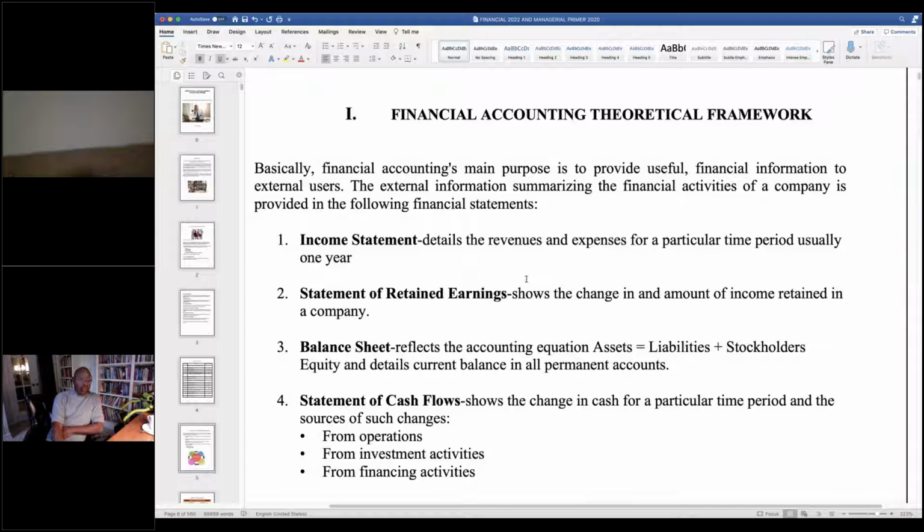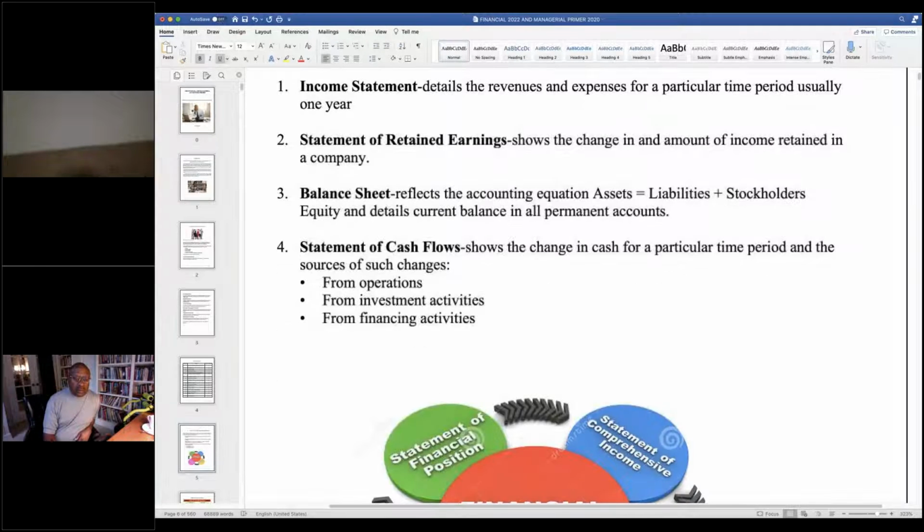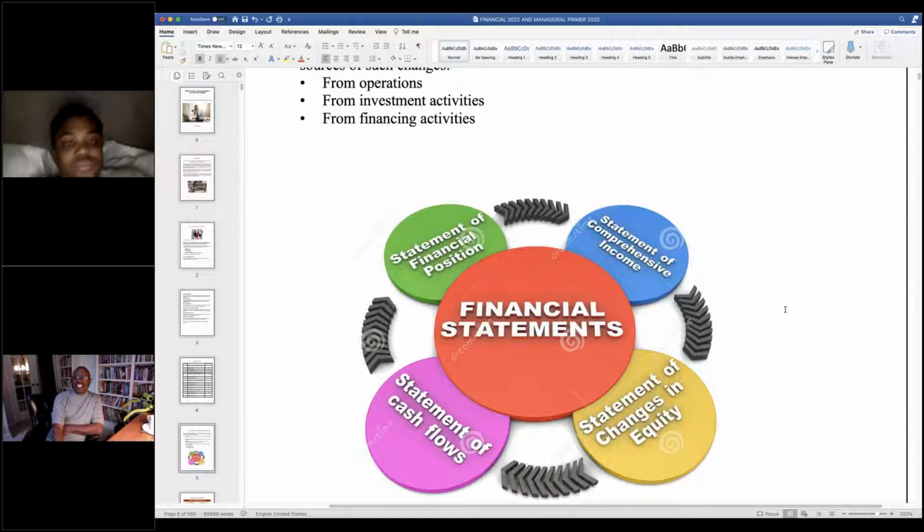You should be able to prepare an income statement, statement of retained earnings, a balance sheet, and a statement of cash flows, and that's what your problem is going to entail. So these four financial statements, this is what you're supposed to learn how to prepare in financial accounting. Can everybody prepare financial statements? Yes.